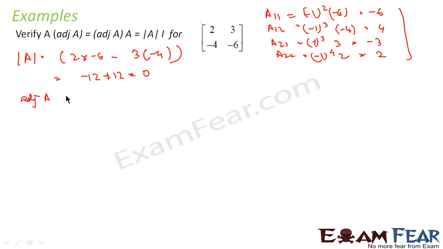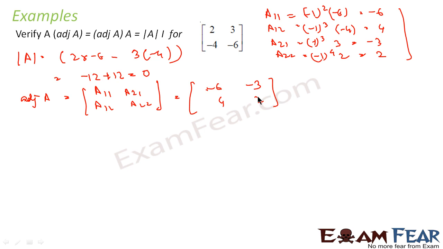Thus adjoint of A is nothing but this formula, you know, A11, A12, A21, A22. Let's put the value. A11 is minus 6, A12 is 4, A21 is minus 3, and A22 is 2. So I have this as the adjoint of A.